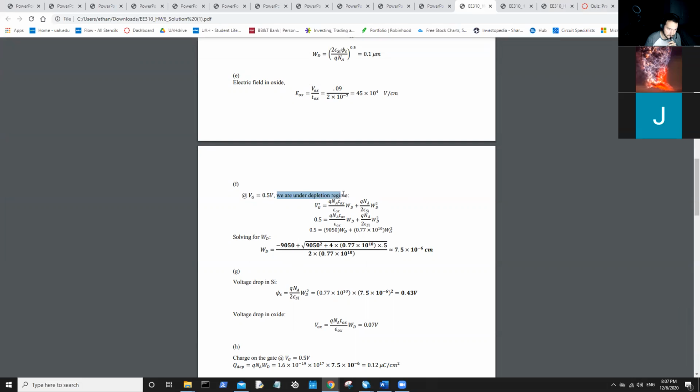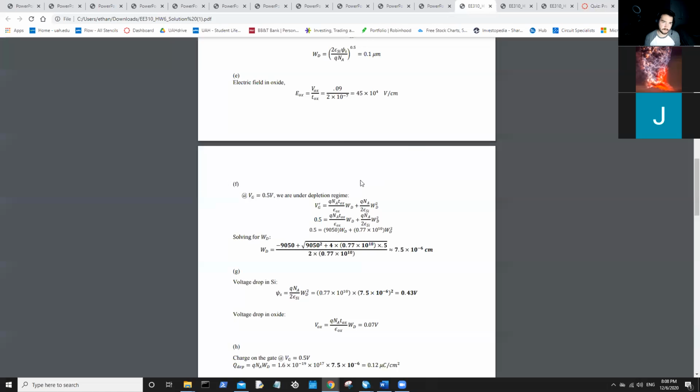Right here he says we are under a depletion regime, and this is for 0.5 volts. Depletion regime is when it's in the off state. So obviously it wasn't enough to start it, and we know that because the threshold voltage of this system was 0.9 volts. He didn't even reach it, therefore it's still in the off condition.